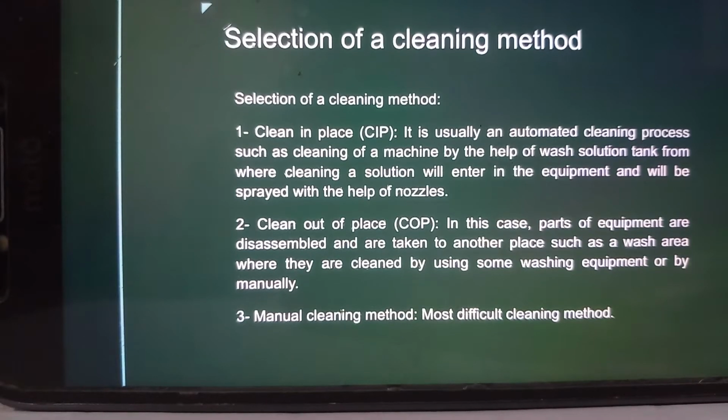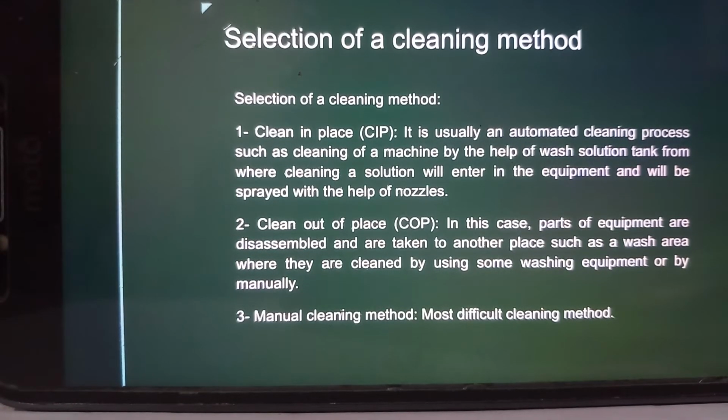Selection of a cleaning method may be clean in place, clean out of place, and manual cleaning method. And based on the resources and suitability in the respective company, the manufacturing team can select a cleaning method like clean in place, clean out of place, and manual cleaning.